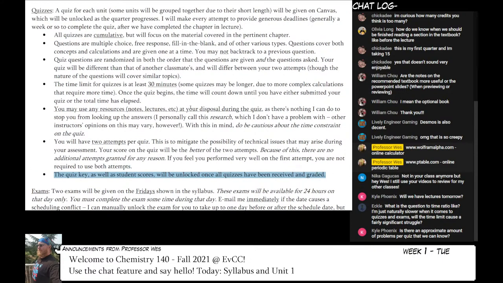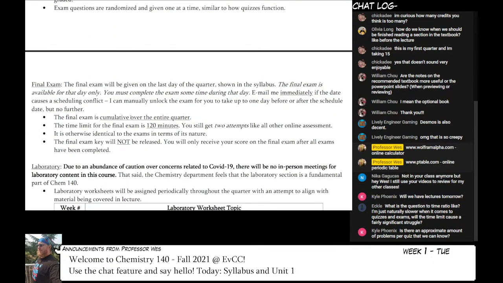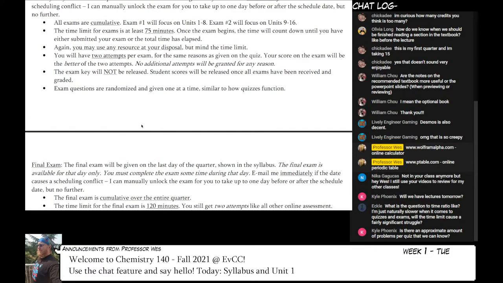All of those rules that I just outlined for quizzes also apply to exams. Exams are just longer, and they're on certain dates. There are two exams and the final. The final is longest, and it's at the very end. The only difference between the exams, final, and the quizzes is that I never release the key for the exams, so you don't get to see how you did on those, because that's not the point of the exams. The exam is how I assess you. The quiz is how you assess you.